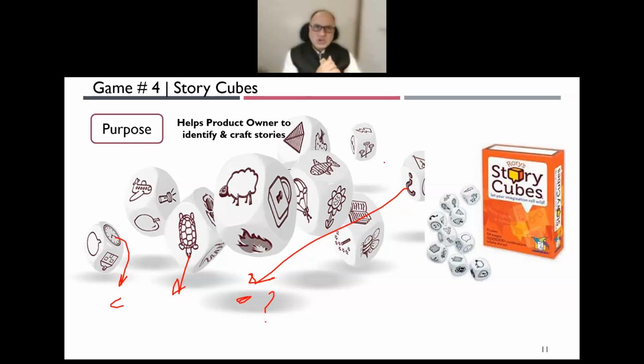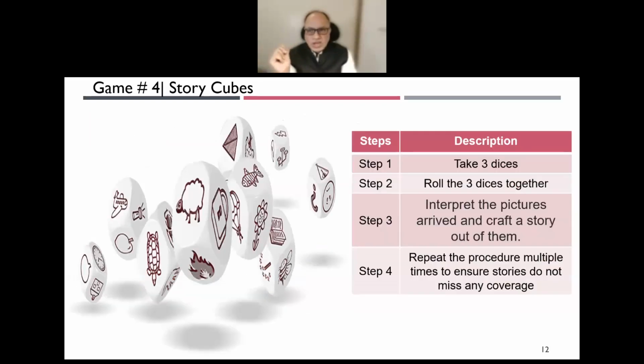And there's an online version of this also available. So this was not a tool which lost its relevance in the pandemic. Rory is the name of the company which produces this tool, and they came out with an online version of this also during the pandemic. So do try to use this tool, especially the Story Cubes, which is one of the very interesting tools out there.